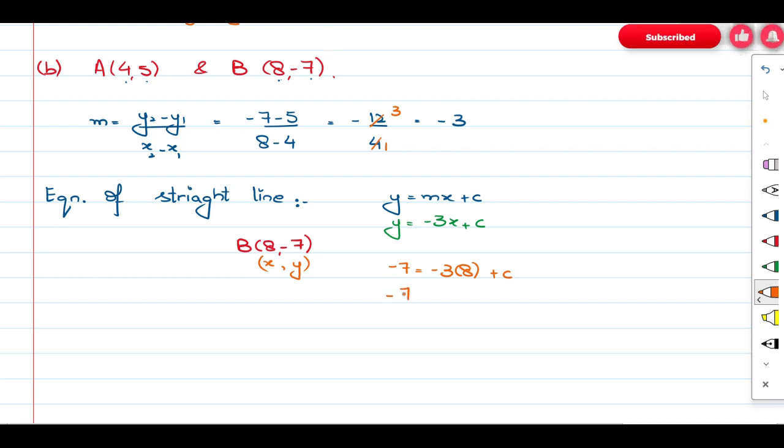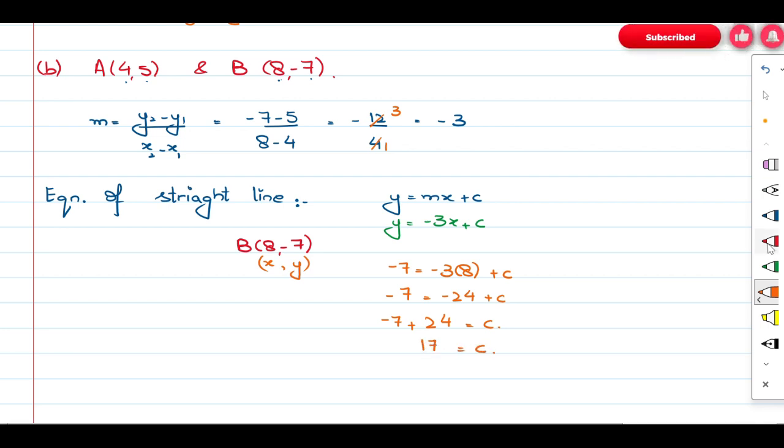So negative 7 equals negative 3 times 8, which is negative 24, plus c. So minus 7, and shift minus 24 to the other side, plus 24, equals the c value. From 24, if you take away 7, it's 17. 17 is the value for c, right?